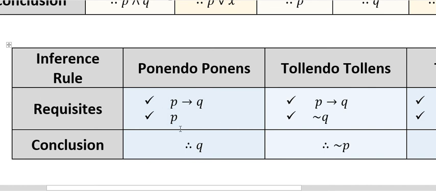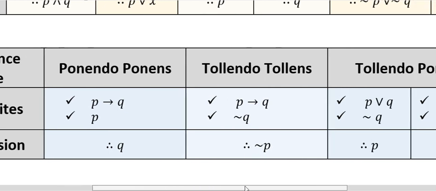Ponendo ponens basically tells you, the conditional tells you, if I have P, then I have Q. And obviously I have P, so it's obvious that you're going to have Q. I'm not going to try to explain what they mean, I'm just going to explain how to work with them.